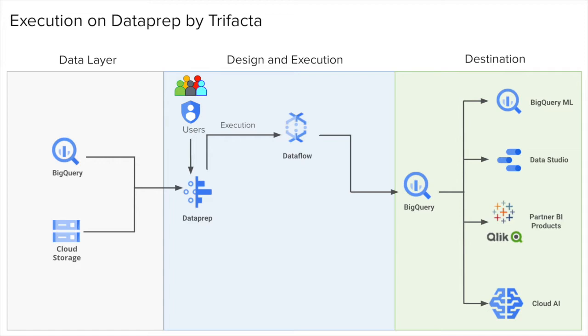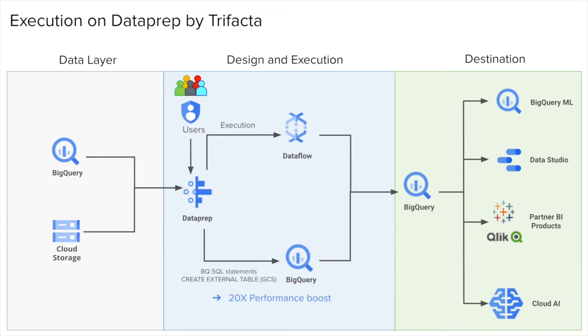Now, with BigQuery Pushdown, we have the ability to execute those same transformations, but on BigQuery, using SQL statements and creating external tables from our GCS sources. This has many benefits for the users, including up to 20 times performance boost over Dataflow, resulting in a lower cost of ownership for the customer. Let's see this in action.